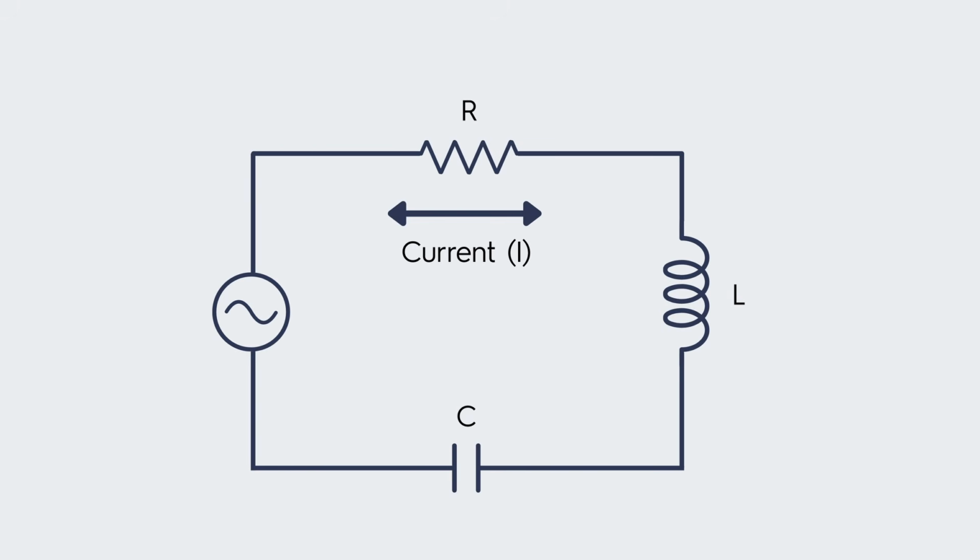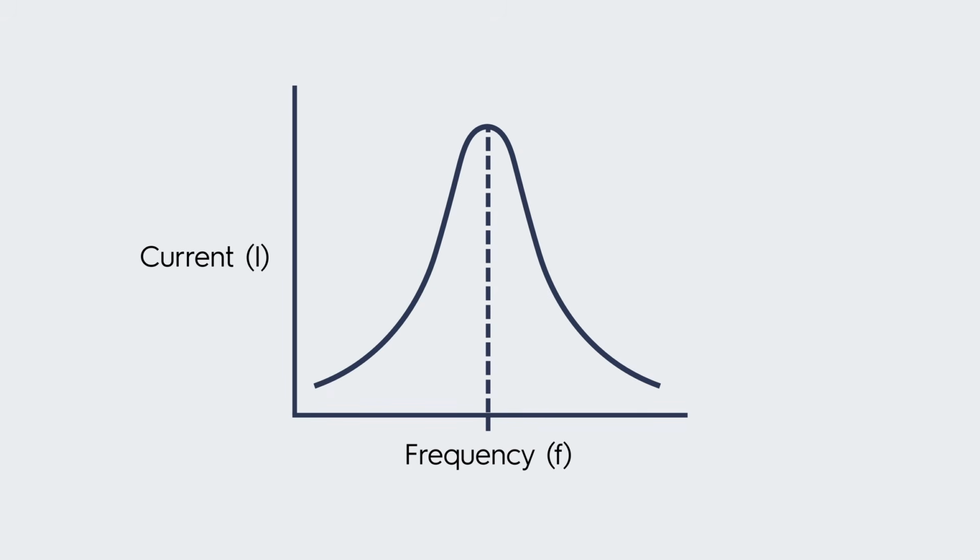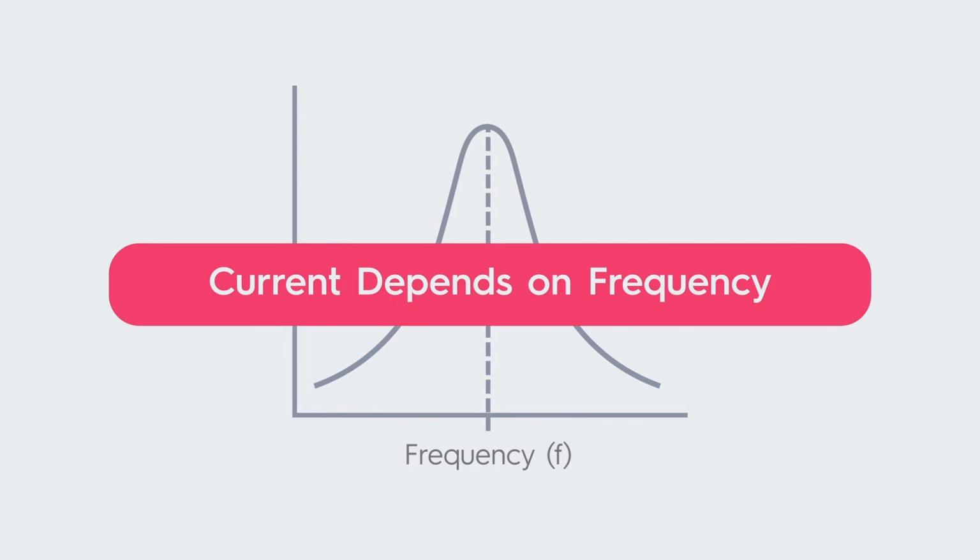To see why this happens, we need to look at how frequency affects current. The key twist in AC circuits is that you can change the current without changing the parts, just by changing the frequency of the source voltage. So the big question is, which frequency gives the maximum current?